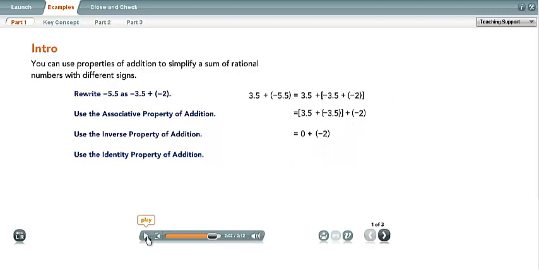Okay, real quick, I want to go over the inverse property of addition. It says a number and its opposite will result in 0. So then you had 3.5 plus a -3.5. When you combine those, you got 0. The identity property of addition says that when you add 0 to any number, it does not change. The sum of 3 5/10 and -5 5/10 is -2.